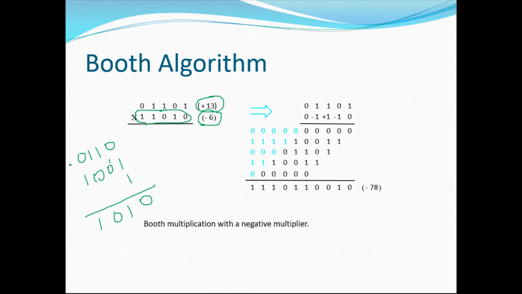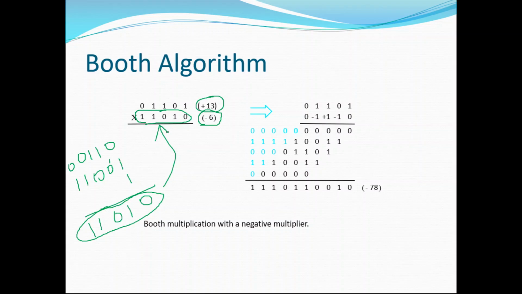Before this there are zeros, so those will be converted to 1. That 1 will come here. This is sign extension, so there are infinite ones. As a result you got this 11010. So this is the 2's complement representation of minus 6. But how will Booth see this?